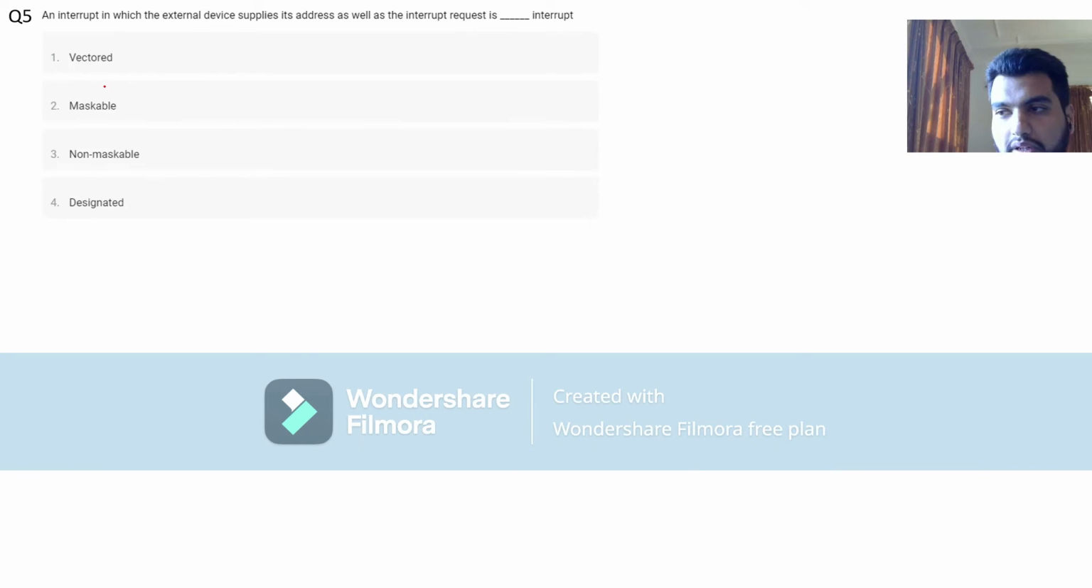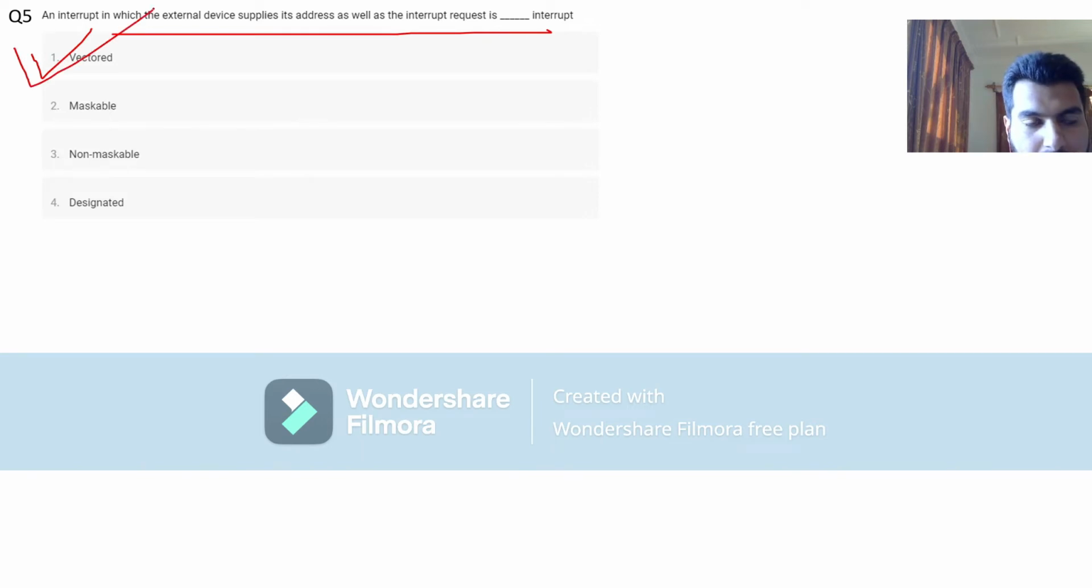Now moving forward to question number 5. It states that an interrupt in which an external device supplies its address as well as the interrupt service request is which interrupt? It's a vectored interrupt. So what is a vectored interrupt? In this type of interrupt, the interrupting device directs the processor to the interrupt service routine. A maskable interrupt is an interrupt whose service can be temporarily stopped from being serviced, and a non-maskable interrupt is an interrupt whose service cannot be delayed. So for this question, the answer is a vectored interrupt.